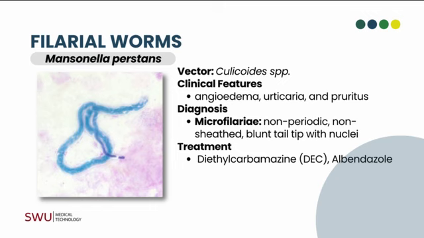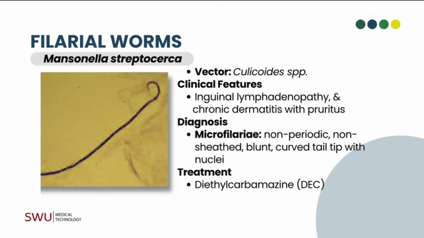As for the treatment, diethylcarbamazine or DEC and albendazole are indicated, but according to Panicker, the first effective treatment is doxycycline. For Mansonella streptocerca, it is also called Acanthocheilonema, Dipetalonema, and Tetrapetalonema streptocerca. Its vector is still Culicoides species, which is a species of midges, and its clinical features include inguinal lymphadenopathy and chronic dermatitis with hypopigmented macules and itching or pruritus.